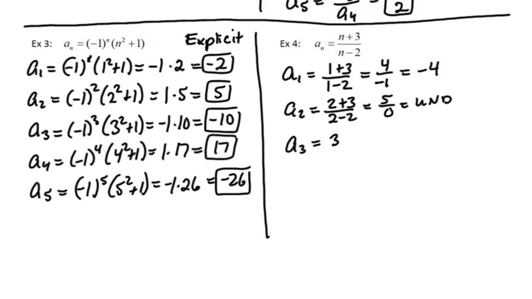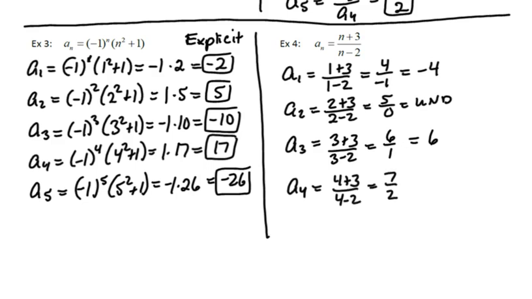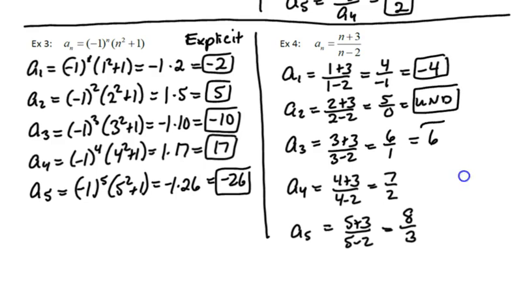A sub 3 then is going to be 3 plus 3 over 3 minus 2, which is 6 over 1, which is 6. A sub 4 then, 4 plus 3 over 4 minus 2, which is 7 over 2. And a sub 5 is 5 plus 3 over 5 minus 2, which is 8 over 3. So you notice you have 4 over -1, 5 over 0, 6 over 1, 7 over 2, 8 over 3. The next one's going to be 9 over 4. It's just going to keep following that same pattern. So here are my 5 terms from this sequence.